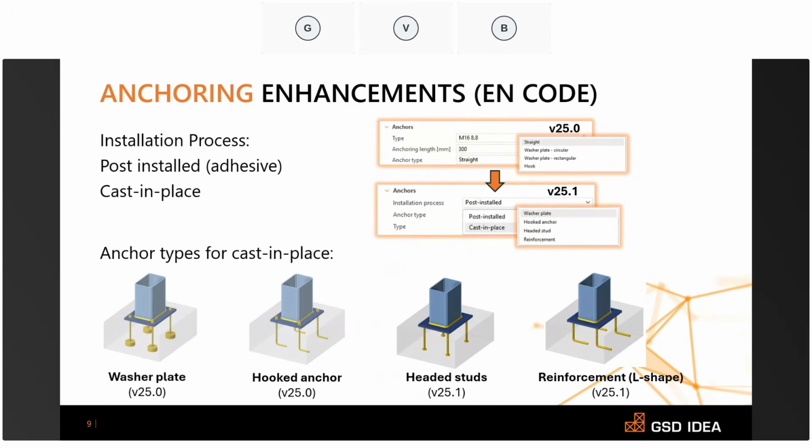Earlier, in version 25.0, we only had a few anchor types to choose from, like the straight anchor, the washer plate, be it circular or rectangular, and the hooked anchor as well. But there wasn't really a way to specify how these anchors were installed. Now, with version 25.1, that's completely changed. The whole process is now much closer to what we actually do in real projects. You can now define the installation process, whether the anchor is a post-install adhesive or a cast-in-place one.